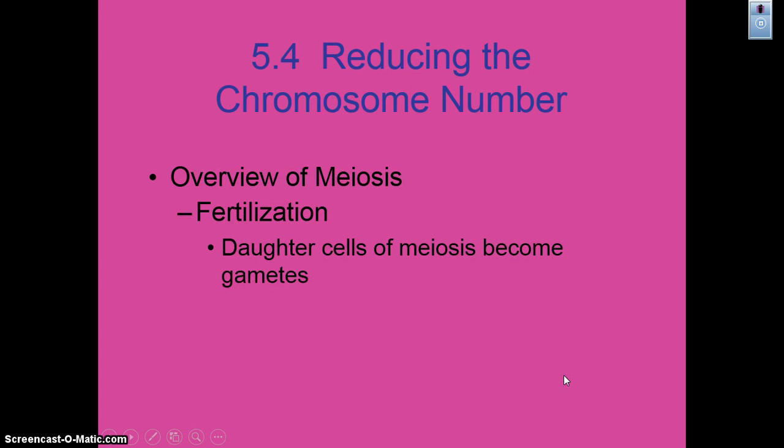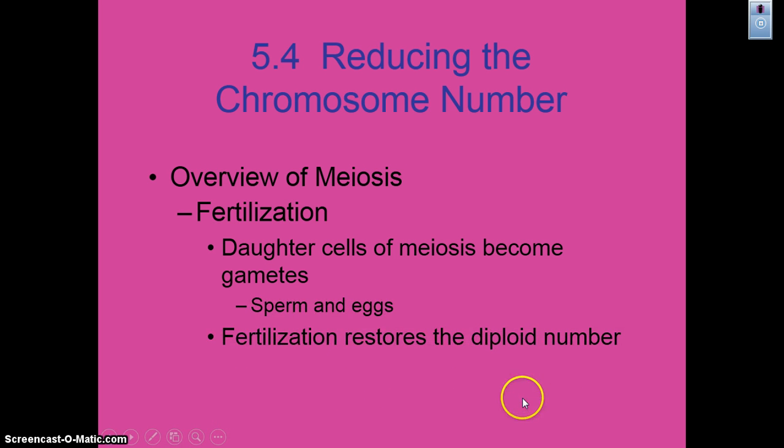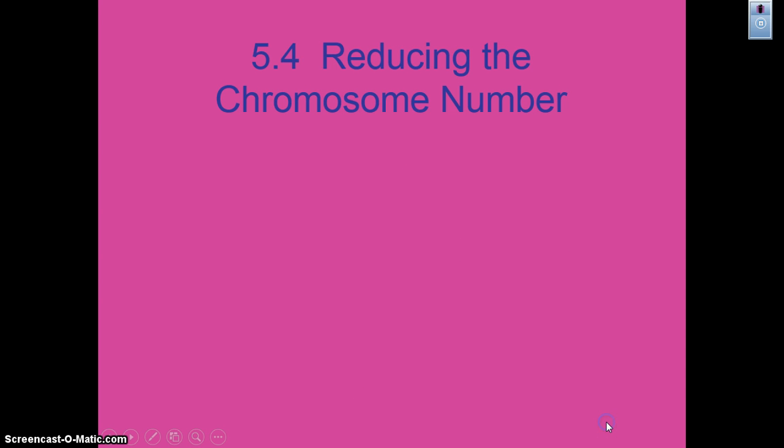All right, fertilization. Daughter cells of meiosis become gametes. So sex cells are referred to by their proper name as gametes. Sperm and egg are gametes. Fertilization restores the diploid number. So you take a sperm that has 23 and an egg that has 23, and you get 46 chromosomes for the new individual.